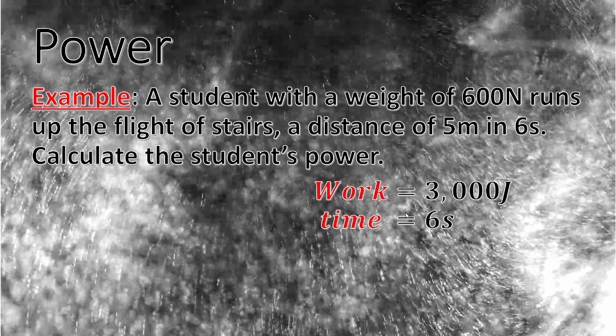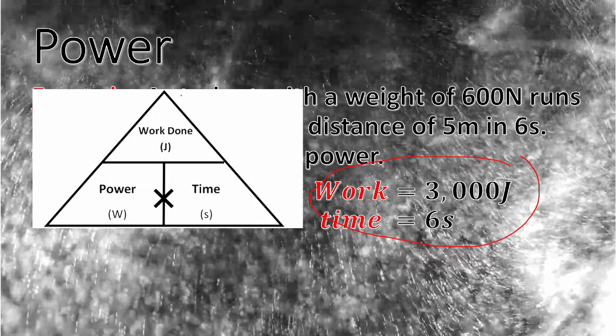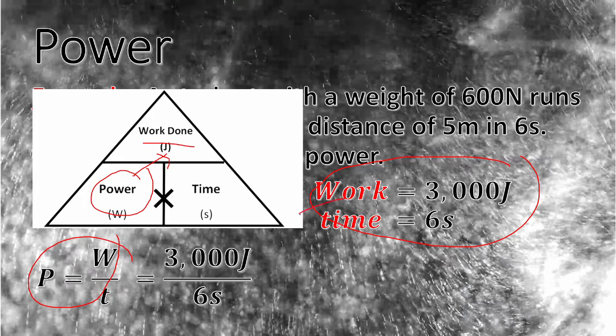With the givens that we have, we can solve for our power. So again, looking at the power triangle formula, we can solve the problem using the formula: power equals work done over time. Then just substitute the given work, 3000 joules, and time, 6 seconds, arriving at the answer of 500 watts.